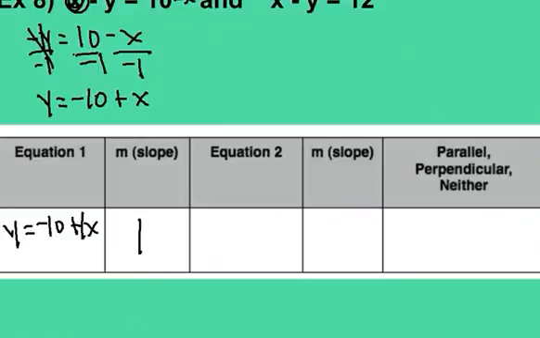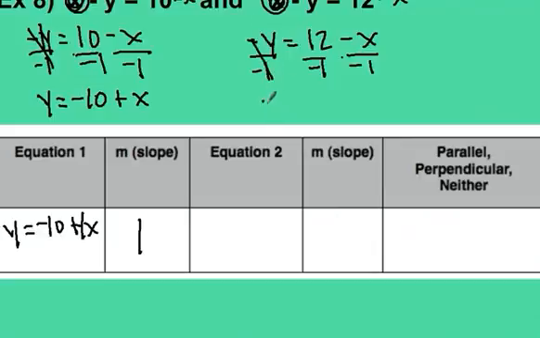For my second equation, I do very similarly the same thing. I take x, jump it over, make it negative x. So I have negative y equals 12 minus x. Divide everything by negative 1 to get rid of the negative. And when I do that, I have y equals positive 12 divided by negative 1 would be negative 12. Negative x divided by negative 1 would be positive x. So my second equation would be y equals negative 12 plus x.